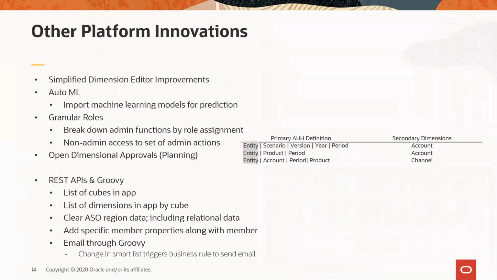So some of the other platform innovations we are working towards: the dimension editor is getting a lot of improvements in terms of speed and accessibility. A lot of work is going on in the machine learning space, AutoML, importing machine learning models, PMML files from data lakes and other data science labs which customers have, and being able to take those models and predict out. So we started with auto prediction, which is more time series focused, but AutoML allows you to take any of your data science models which you might have within your company.